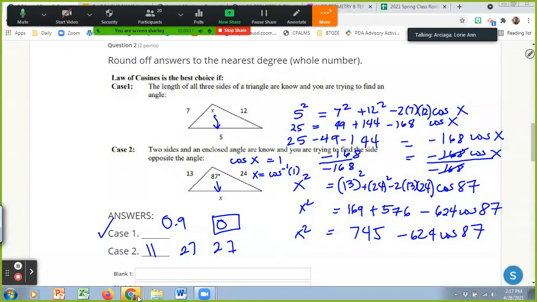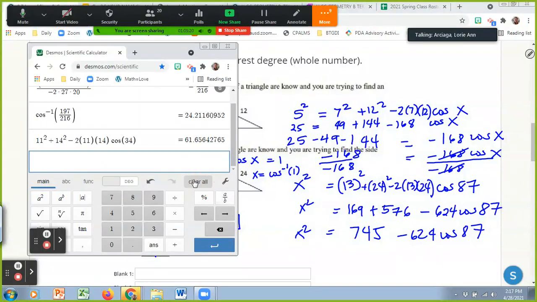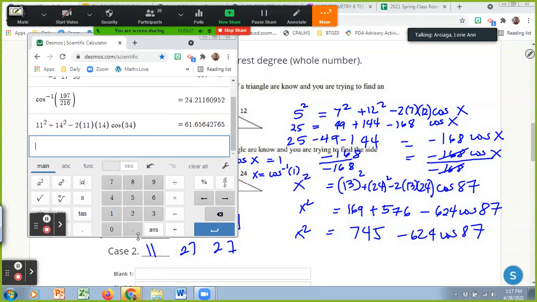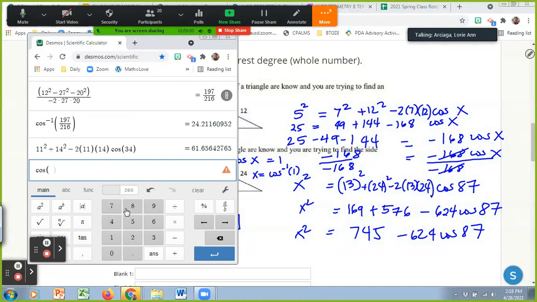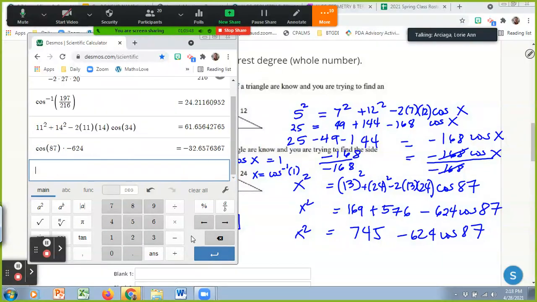So what you can do if you're working backwards in your calculator is, okay, clear all. This is the old school way to do it. Let's say cosine 87. You get that first, right? And then you multiply that by negative 624. There you go. And you get negative 32, right? And then after that, I have to go to the next line. I have to do 745 and then combine this with this. How do I do that? Control C, Control V. Ooh, that's so cool.